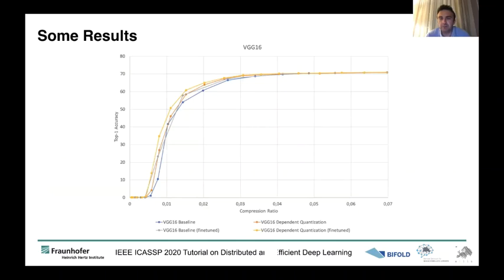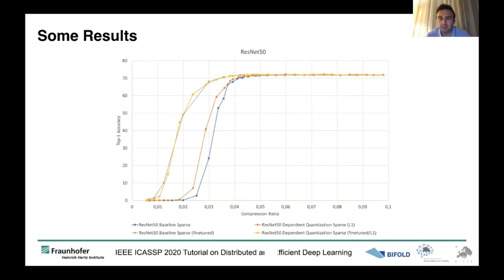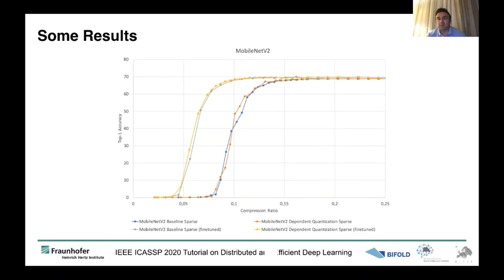Here we have brand new results, which are even better. So on the x-axis you see the compression ratio, and the y-axis is the top one accuracy, and here different variants of our algorithm: with fine-tuning, without fine-tuning, with some other more advanced concept called dependent quantization. And you see, for example, that for ResNet and for MobileNet, you get really good compression ratios.